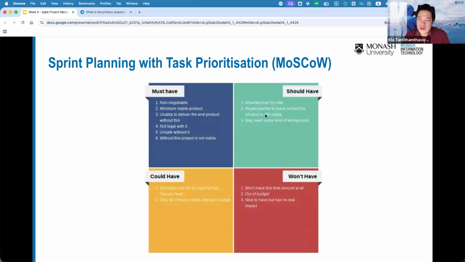Should have, it is important but not vital. Okay, it may be painful to leave out, but the solution is still viable. May need some kind of workaround, right? So for example, between the product catalog and the login, which one is must have and which one is should have? I would say that catalog should be must have, otherwise no one can do the online shopping. Login, maybe should have, because then we can keep track of the purchase history for a customer, that kind of thing, and then we can do personalized product recommendation in the future, right?